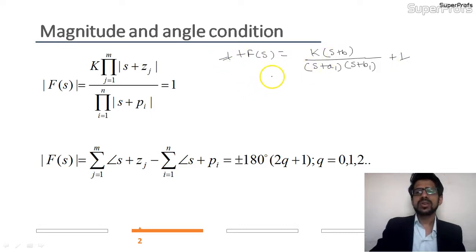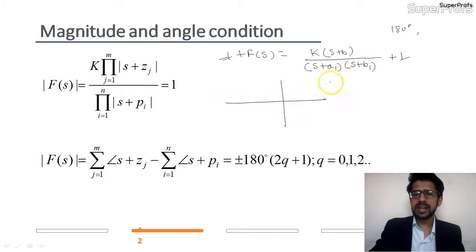Okay, now we are going to see if the angle of f of s is the odd multiple of 180 degrees for a certain point lying between a1 and b1, or minus a1 and minus b1. Let us first plot the poles and zero locations for this particular equation. Let us say we have minus b here, say we have minus a here and minus b here.